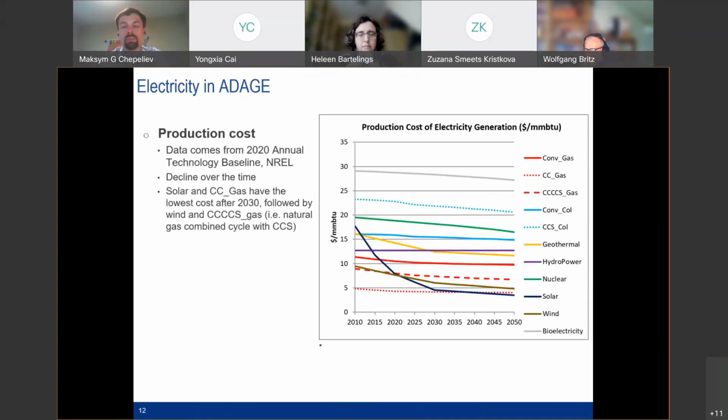The production cost of electricity generation is shown in this figure. The data is from the NREL 2020 Annual Technology Baseline. All the technologies have a downward trend, and the solar, shown in blue, and the combined cycle natural gas have the lowest cost after 2030, followed by the wind and combined cycle natural gas with carbon capture and storage.